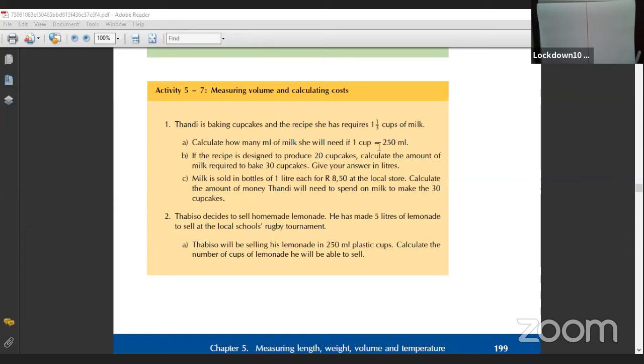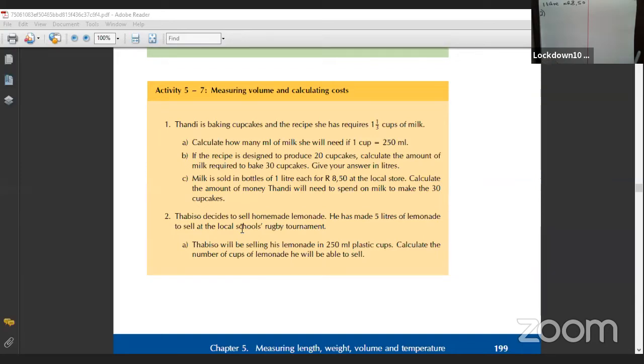Okay, so milk is sold in bottles of 1 liter. Since milk is sold in bottles of 1 liter, and we have calculated and we saw that only 500 milliliters is required, she only needs to buy one 1 liter bottle, which will cost her R8.50, because she only needs to make 30 cupcakes. Okay, let's move on to question number two.